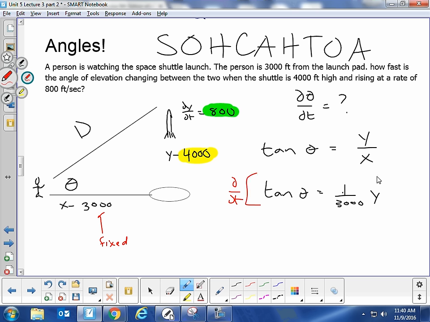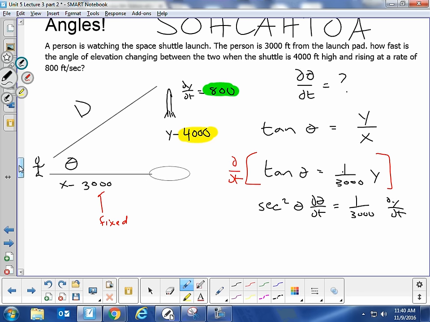That way, I don't think of crazy things when I'm taking a derivative. And that's what I'm going to do next. I'm going to take the derivative of both sides. Oh man, what's the derivative of tangent? Secant squared. Some of us remembered that. I'm sure not all of us. That's okay. Now this is great. The right side is just 1 over 3,000 dy dt. Well, I can plug in dy dt. It's 800.